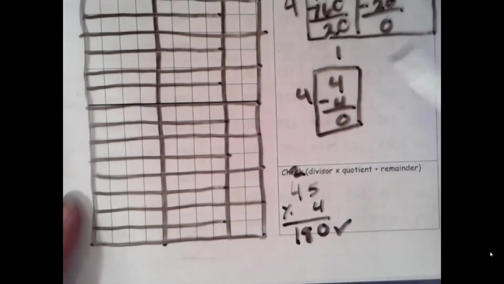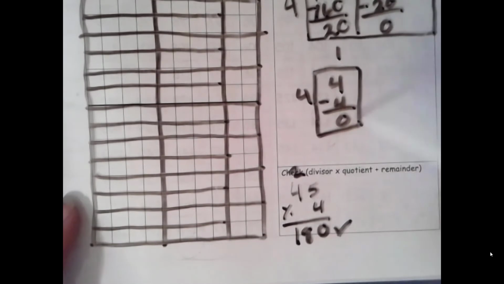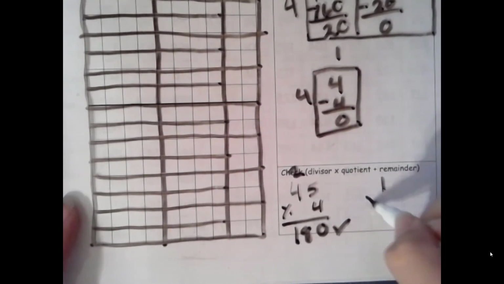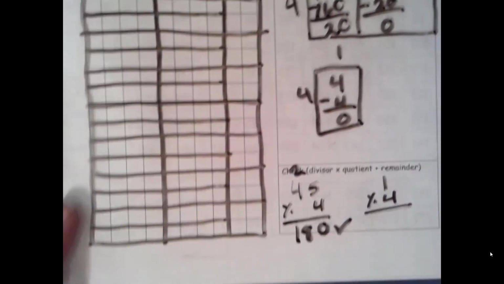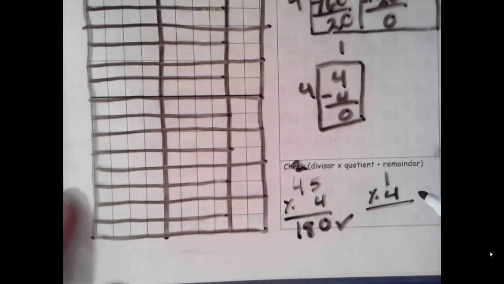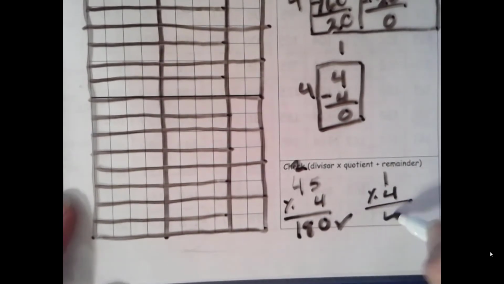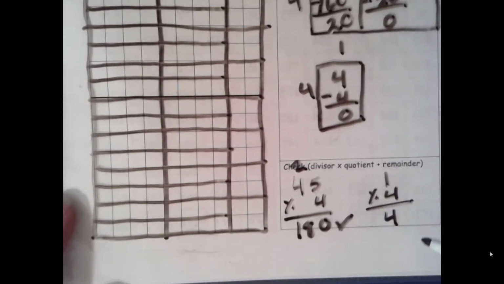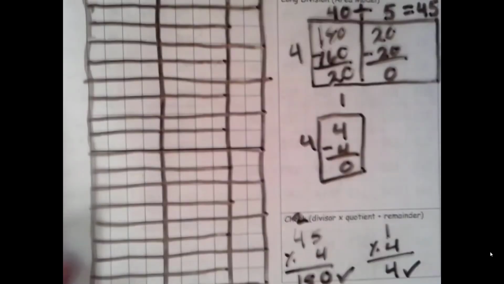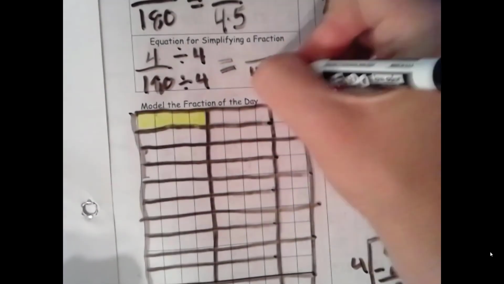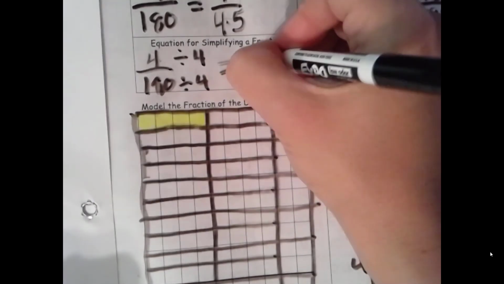Now I'm going to check the other one. My divisor times quotient plus remainder. Again, I don't need to add 0. But this is actually the identity property of multiplication. When I multiply by 1, it stays the same. So I really don't need to do that much either, because that's always going to be the case. But it does check. It's good to make sure. So my denominator is definitely 45. My numerator is definitely 1.